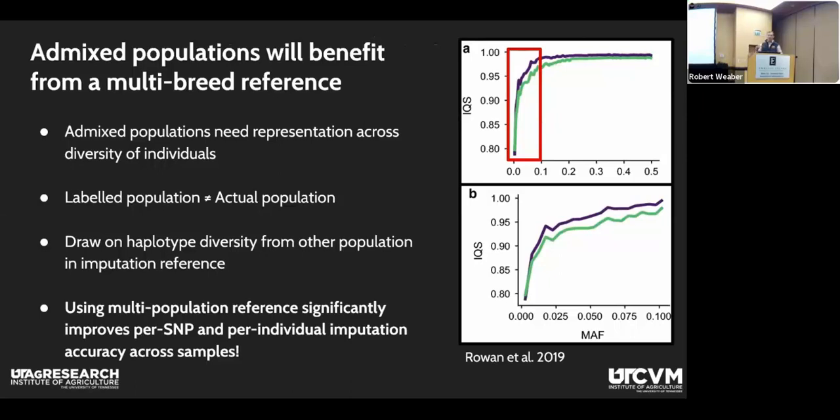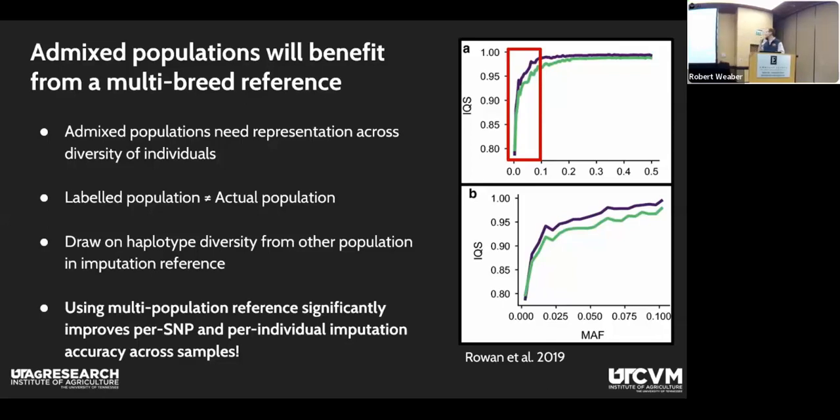But even in cases of, we can think about the Angus population, borrowing haplotypes from high coverage, say Sim Angus animals, there's likely going to be a benefit to having those animals that have a chance of ancestry and being able to borrow haplotypes and do more accurate imputation. So in both of these cases, this is the same plot, but just zoomed into rare minor allele frequencies. The green is a breed-specific reference.